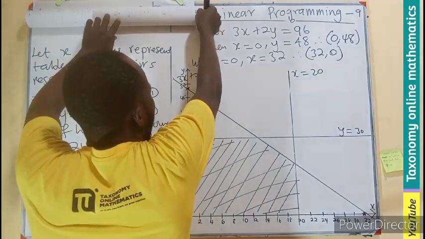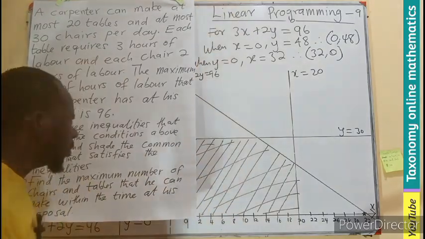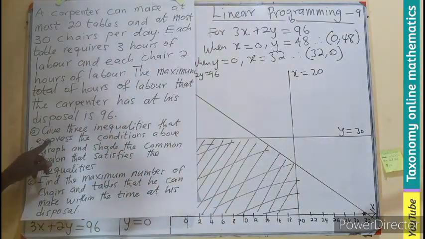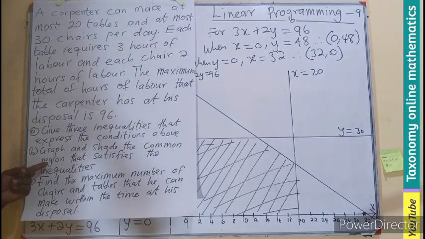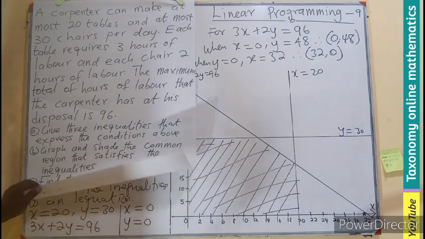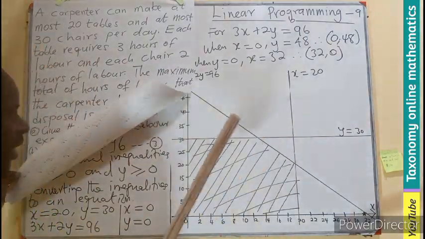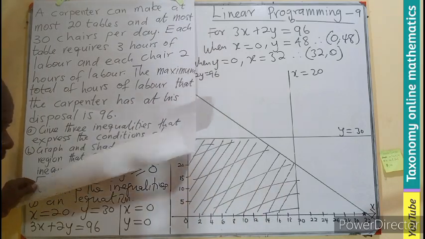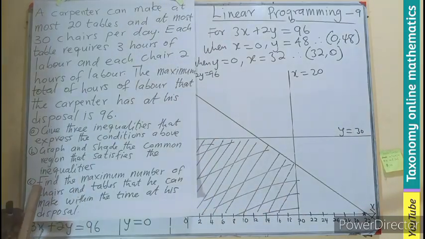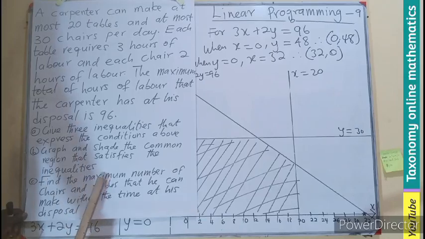If you check from the question, we are to graph and shade the common region that satisfies the inequality. So the common region that satisfies the inequality is going to be this region we are seeing here. I believe you get it. Good. So now let's deal with how we can find the maximum.